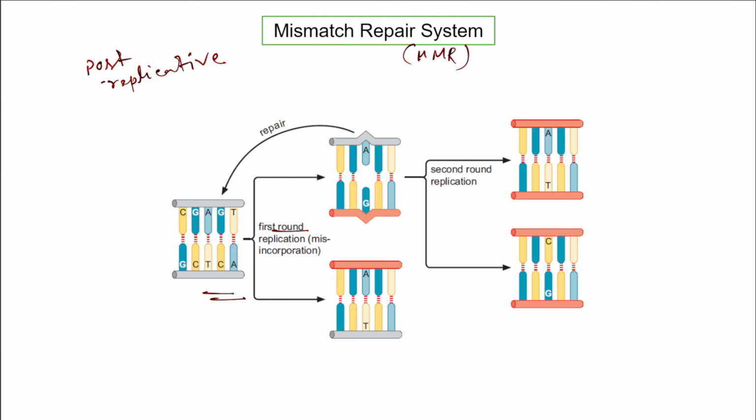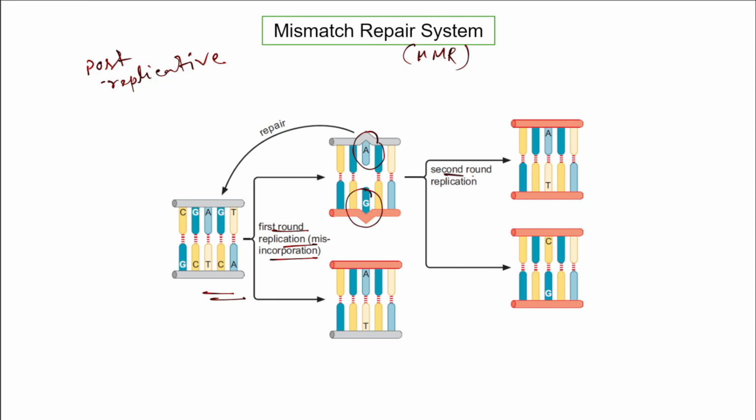In the first round of replication, a mismatch occurs. An incorrect base pair is formed, that is A pairs with G instead of T. This mismatch is a replication error that can be repaired by mismatch repair enzymes or left unrepaired, leading to mutation.